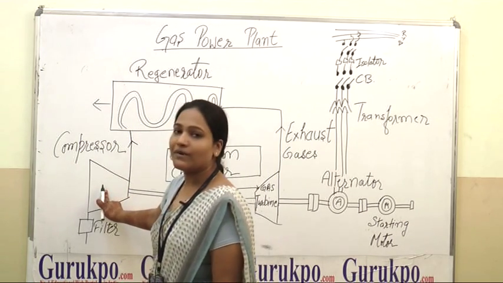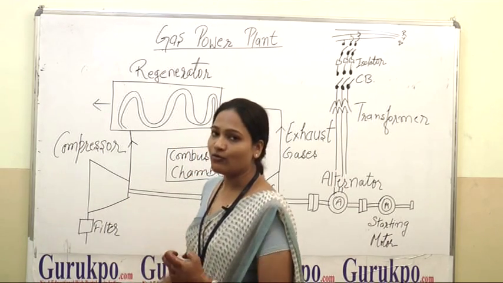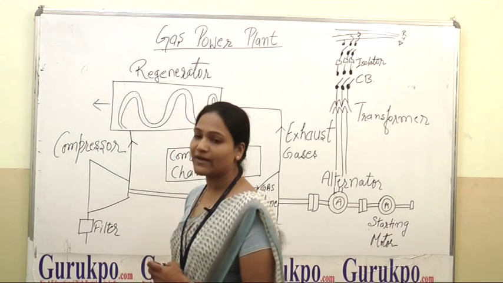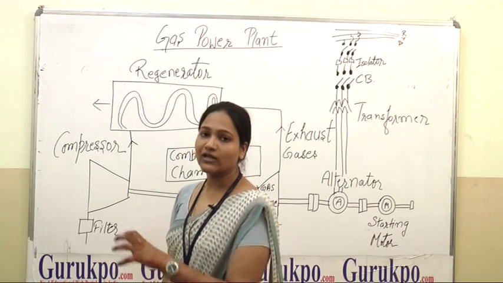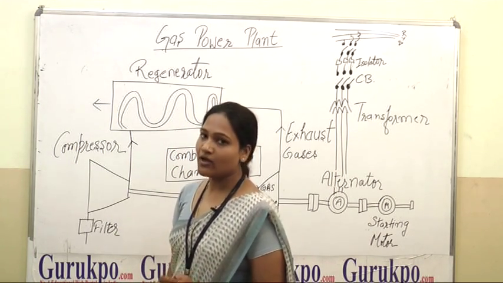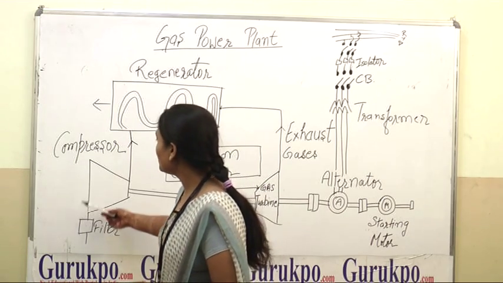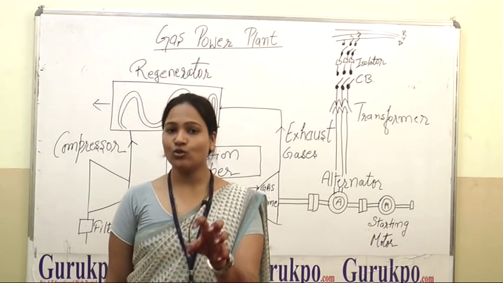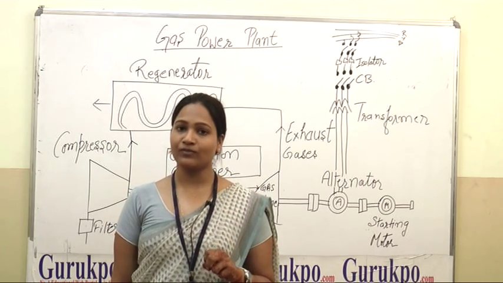What does the compressor do? The compressor just takes in the air from the atmosphere, and a filter is attached before the air comes to the compressor. This filter removes the dust particles from the incoming air. Now this incoming air is given to the compressor, where this air is compressed to a very high pressure.